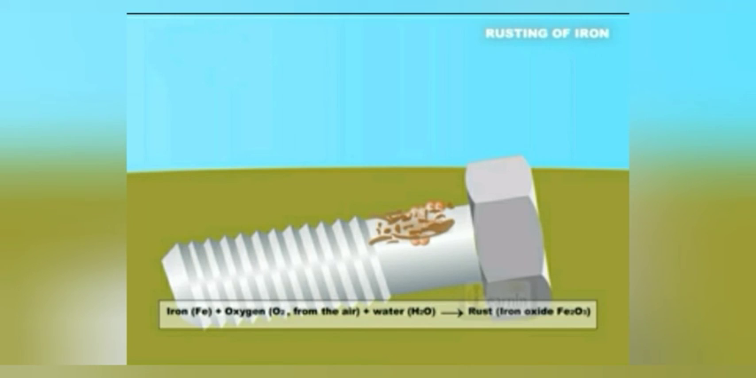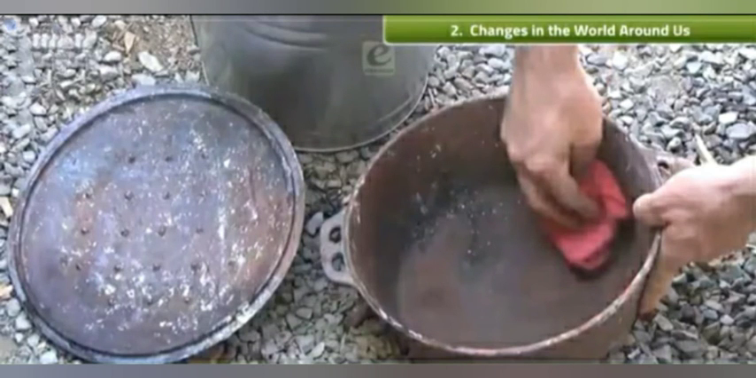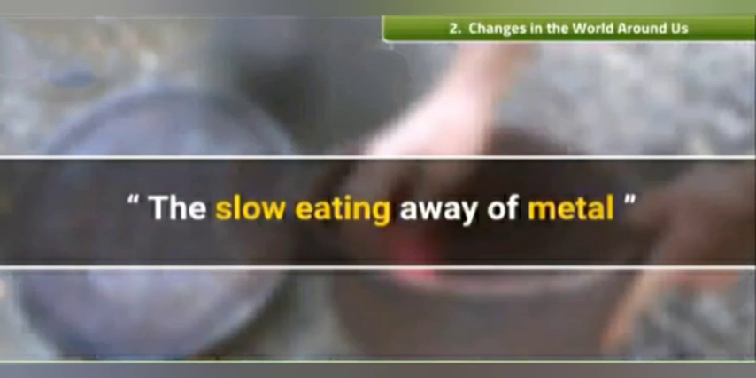Water and oxygen are essential for rusting. Rust is loosely attached to the metal surface and gets removed easily. Thus, metal is lost. Hence, rusting can be defined as the slow eating away of metal.